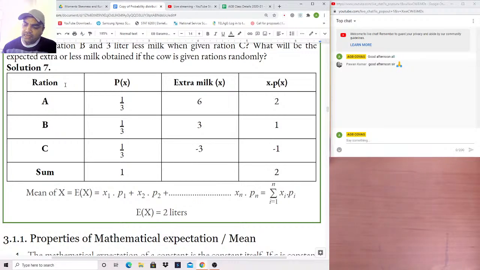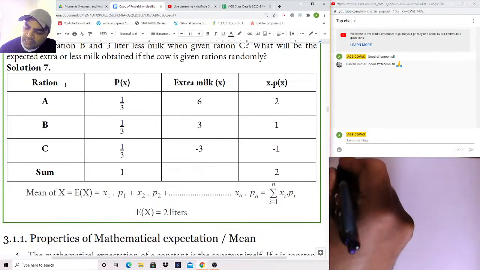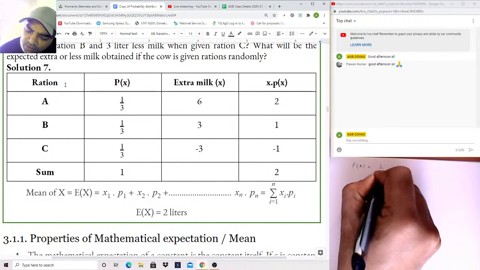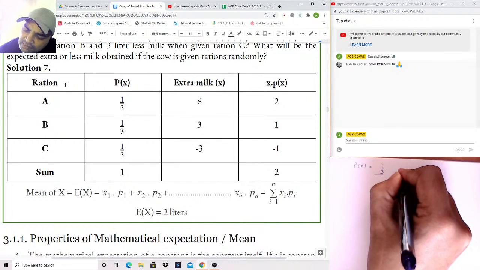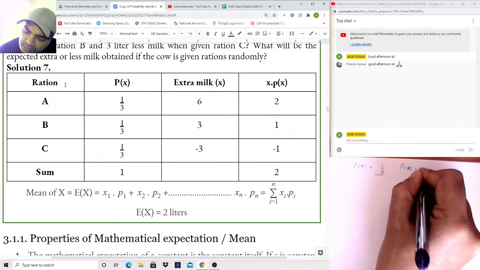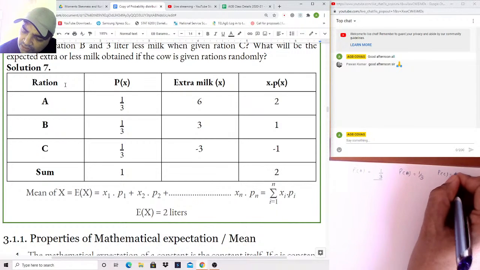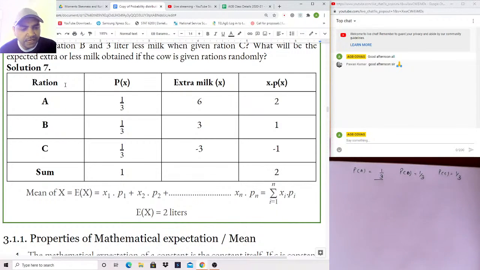What are the chances that on a particular day, ration A will be selected? So it will be 1 out of 3, isn't it? That is, the probability of selecting A will be equal to 1 by 3. And similar is the case with the probability of selecting B ration, isn't it? And the probability of selecting the C ration is also equal to 1 by 3. And if you sum them up, it is a case of probability distribution, exhaustive events. So these all sum to 1.